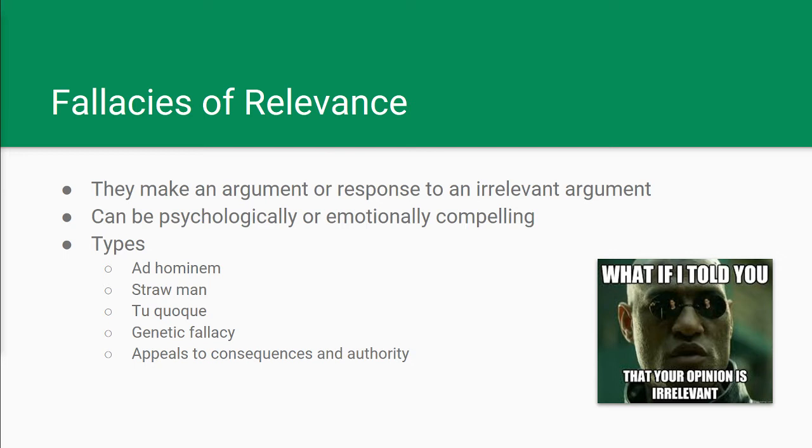So there are different types of fallacies of relevance. We're going to look at ad hominem attacks, straw man fallacies, tu quoque, genetic fallacies, and finally appeals to consequences and appeals to authority.